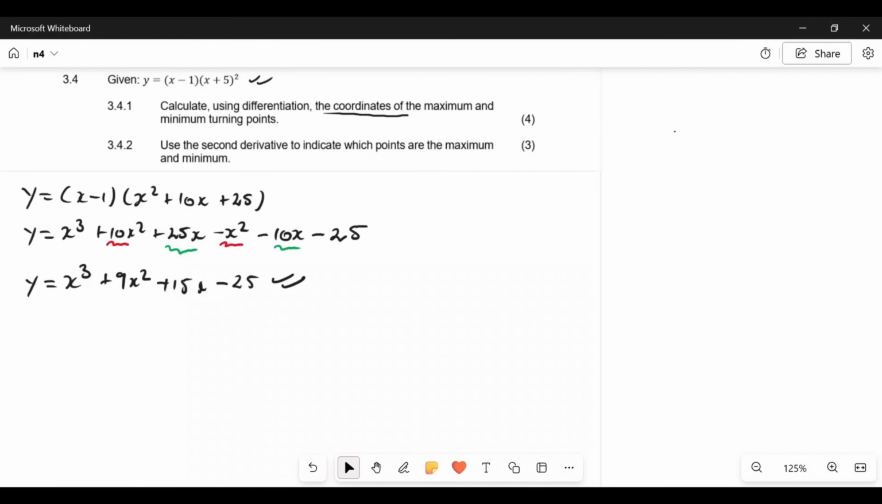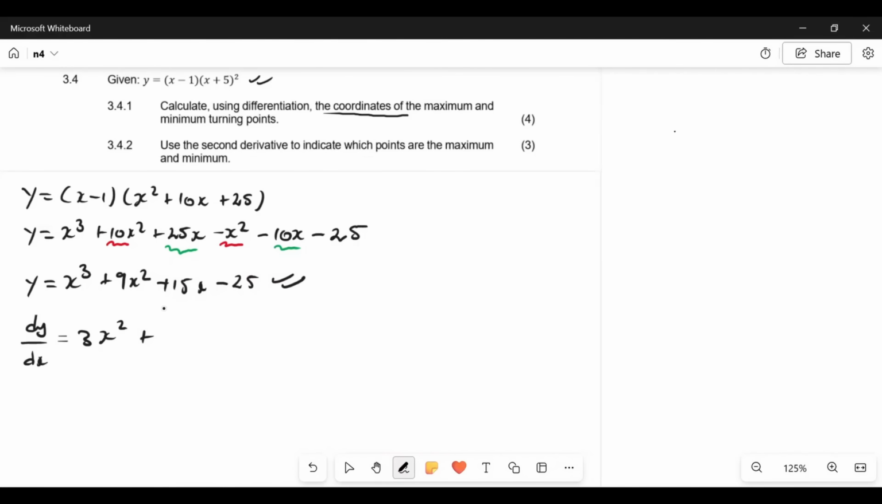So let's continue. Now, in order for us to calculate the coordinates of the turning points of this function here, we need to differentiate once and equate this derivative to 0. So dy over dx is supposed to give us 3x squared, right?